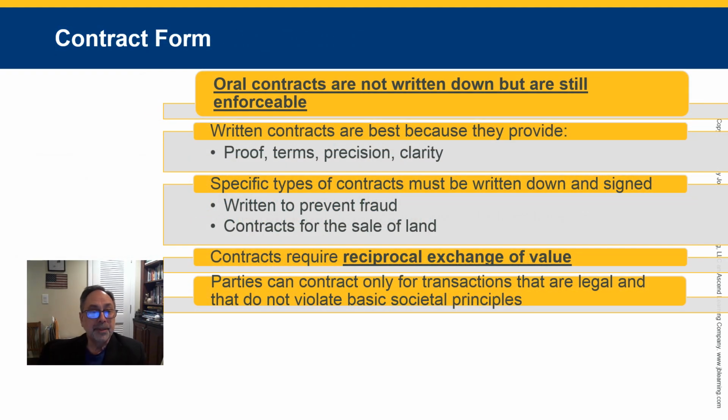Contract forms. They can be oral. Oral contracts that are not written down are still enforceable, as long as there's a reciprocal exchange of value. Of course, written contracts are better. There's more specificity and clarity, and the terms and conditions are clearer. But verbal contracts can be binding too, and we'll see an interesting story later in this module about a TV commercial that became a contract. Kind of interesting.